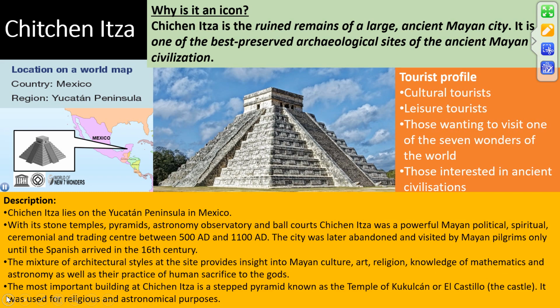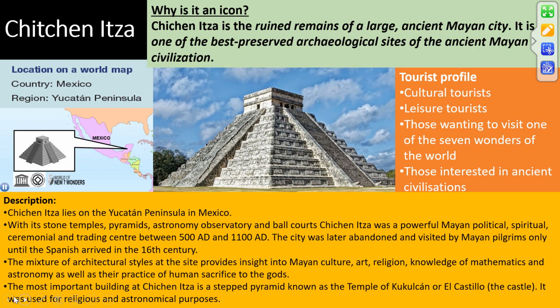The mixture of architectural designs at the site provides insight into Mayan culture, art, religion, knowledge of mathematics and astronomy, as well as their practice of human sacrifice to the gods. The most important building at Chichen Itza is a stepped pyramid known as the Temple of Kukulkan or El Castillo, and that is the one that is indicated in the image in the center of your screen. And that was used for religious and for astronomical purposes.